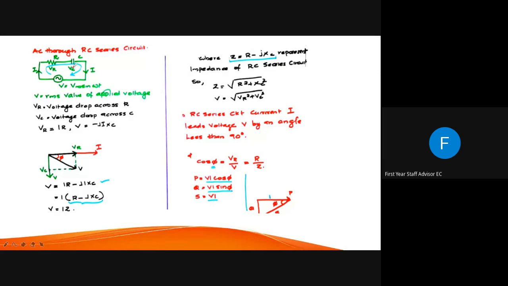What is the difference between the previous circuit diagram and this circuit diagram? Previously, it was an RL series circuit, so there we had a resistor and inductor. Now it is an RC series circuit. We have a resistor and capacitor.